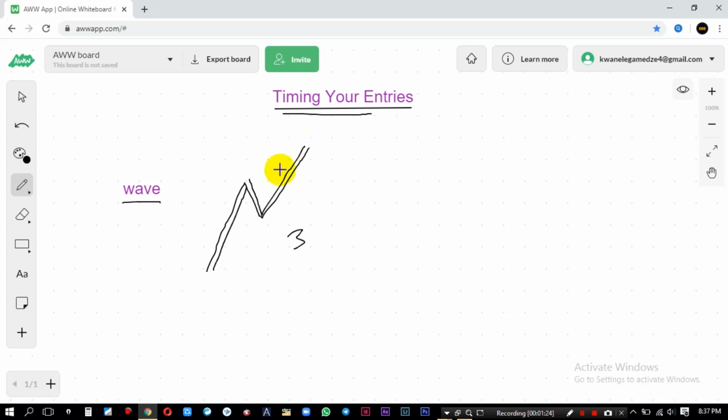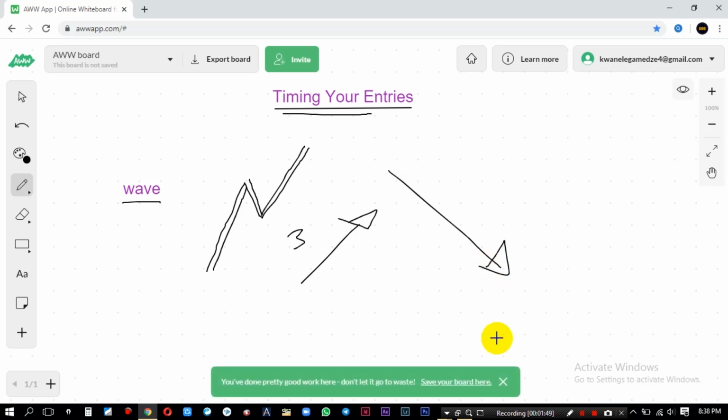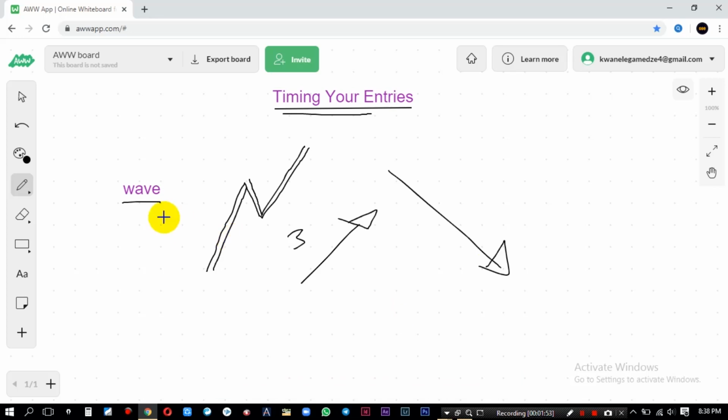So the way you approach an impulsive wave is different to the way you'll approach a corrective wave, because an impulsive wave is the side where the strength is favoring, the side where the momentum is greater. For example, in an uptrend, the impulsive waves are the waves that are going up, yet in a downtrend, the impulsive waves are the waves that are going down. So the first thing that you need to understand is what type of wave the market is in.